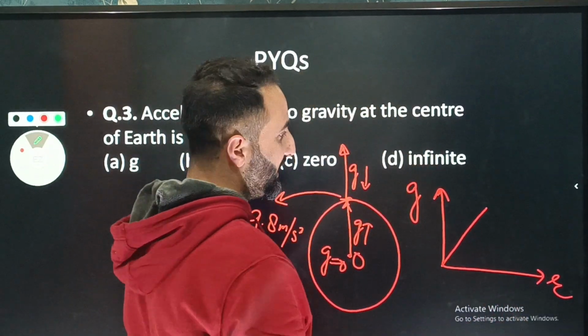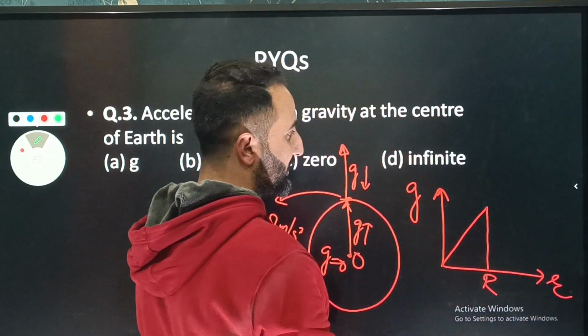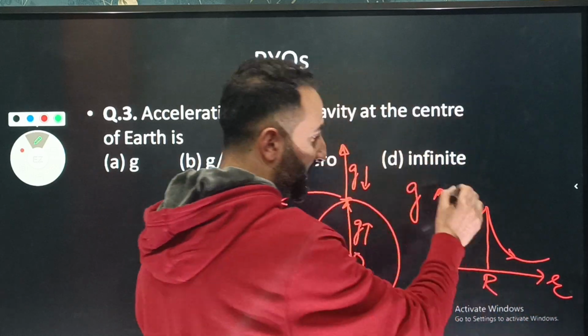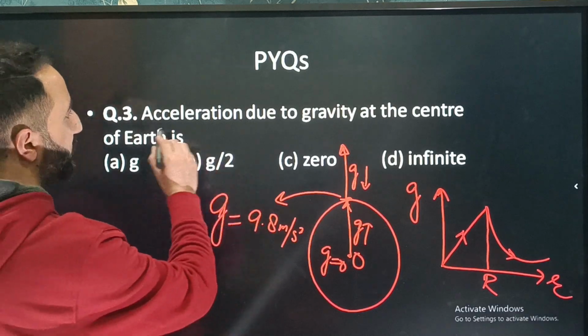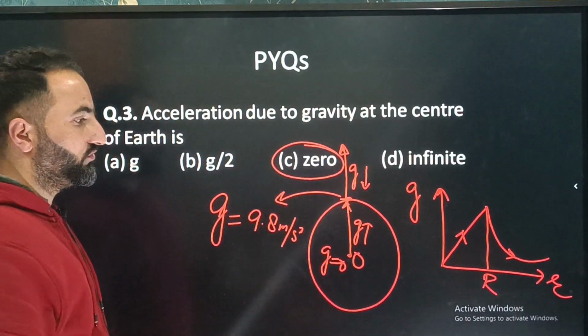Linear graph increases up to the surface, where small r equals capital R, and thereafter it decreases like this. The graph is a straight line inside and a rectangular hyperbola outside. So the answer to the value of acceleration due to gravity at the center of Earth is simply 0.